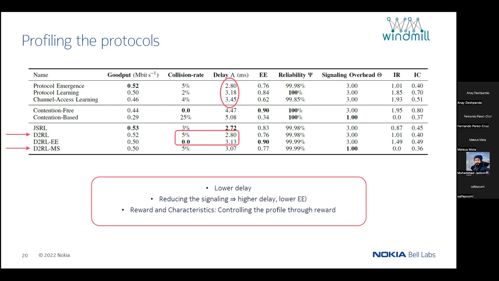And the last very interesting application of protocol emergence is the idea that you can control the profile of the protocol, the characteristics, by changing the reward. Here, what I did is I used the reward that I explained, and I added a term to penalize collisions. So I changed the reward a little bit, and it translates directly into reduced collision rates and increased delay, but the throughput is more or less the same. So you can control the characteristics of the protocol that is emerging by using the reward.